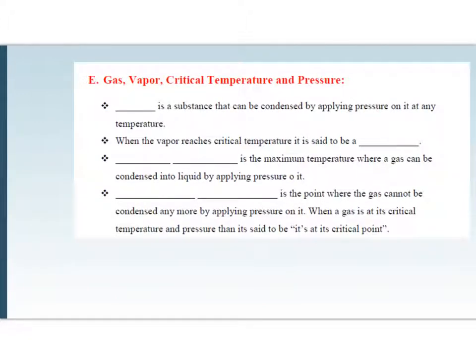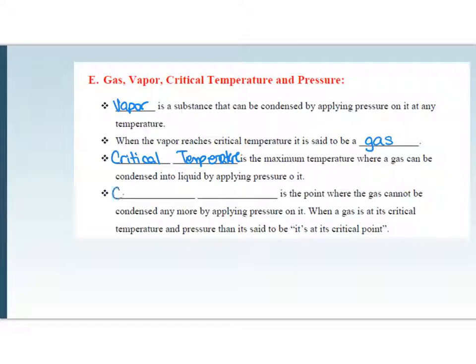Now, the difference between gas, vapor, critical temperature and pressure. Vapor is a substance that can be condensed by applying pressure on it at any temperature. When the vapor reaches critical temperature, it is said to be a gas then. And critical temperature is the maximum temperature at which a gas can be condensed into liquid by applying pressure onto it.